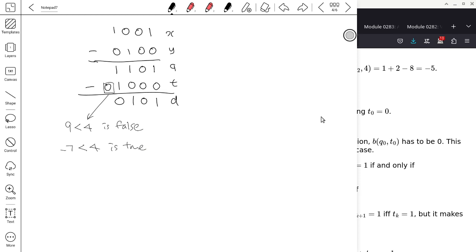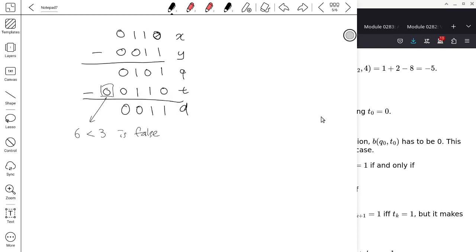Let's take a look at the next one. This one has 6 is less than 3. This is signed interpretation. It's also false, because the signed interpretation of 0110 is still 2 plus 4, since we don't have a subtraction of 8 here. The signed interpretation of 0011 is still 3, because it is just 1 plus 2, and we don't have a subtraction of 8 again, because the most significant bit, which is also known as the leftmost bit, is a 0.